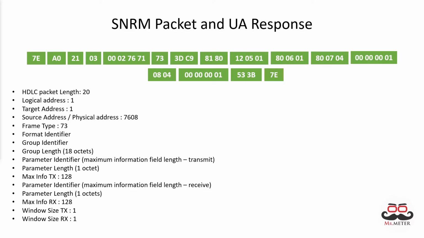And the last is 533B, that is the FCS checksum indicator, which is followed by 7E as the packet ending indicator.